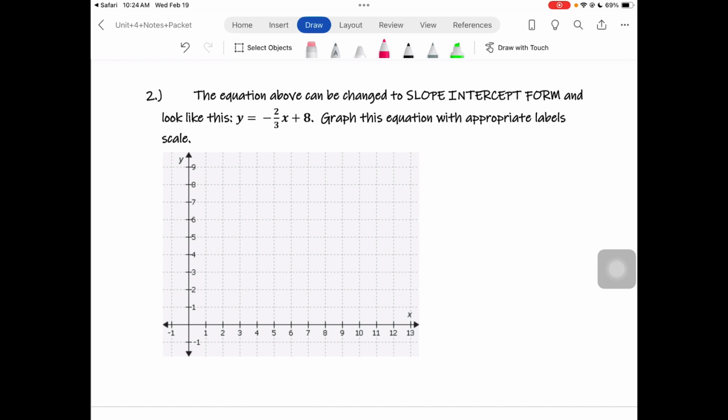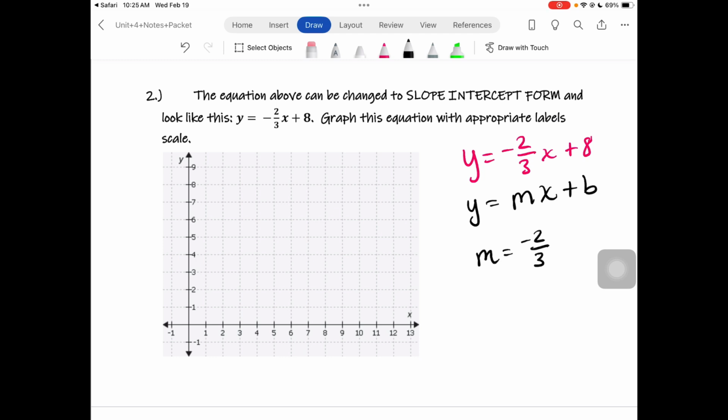The equation above can be changed to slope-intercept form and look like this: y equals negative 2/3 x plus 8. Graph this equation with the appropriate labels. Okay, so we know that this is the equation, and that matches my slope-intercept form. This tells me that my slope has to be negative 2/3 and my intercept has to be (0, 8).